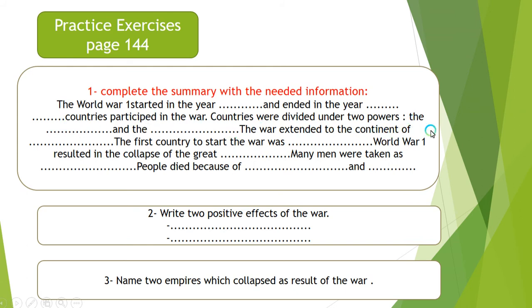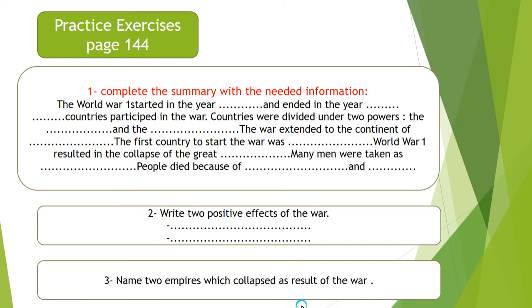The war extended to the continent of which? Which country started the war first? The result of the collapse of great what? Many men were taken as what? People died because of two things. And after that, we're going to write two positive effects of the war, and two empires which collapsed as a result.